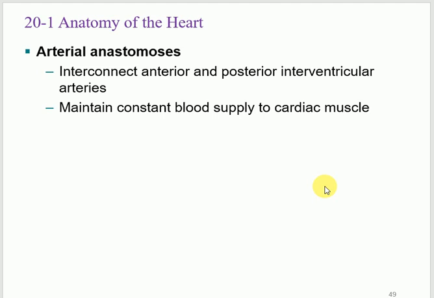Like if you have two containers of water, when one of them goes down too much, the other one will feed into it. This is called the anastomosis.